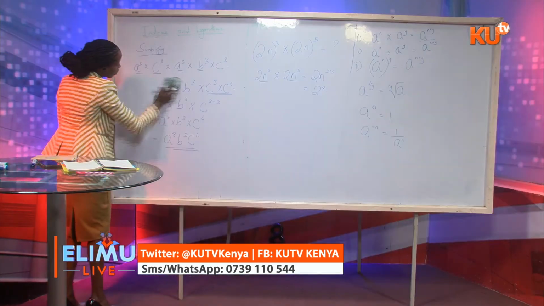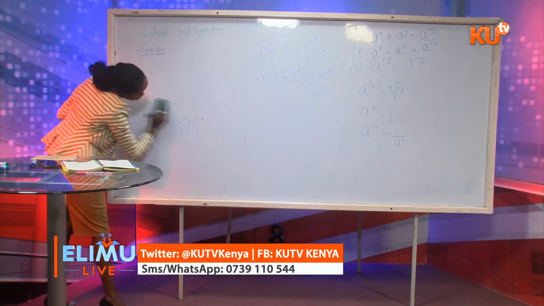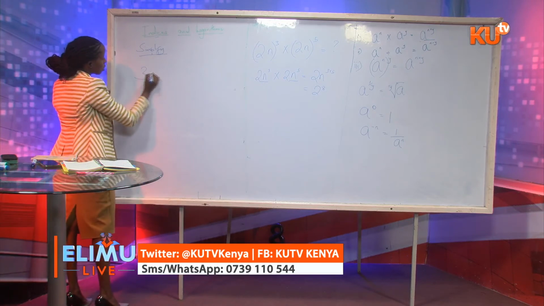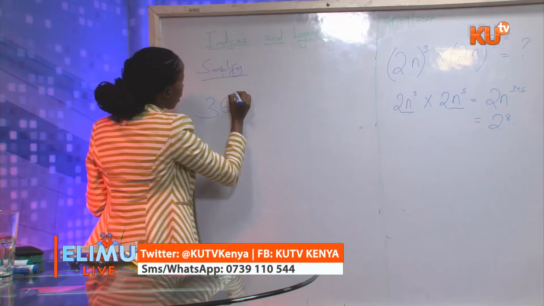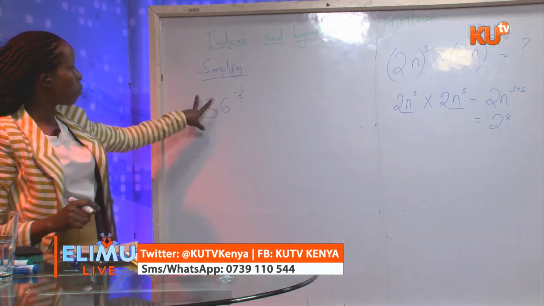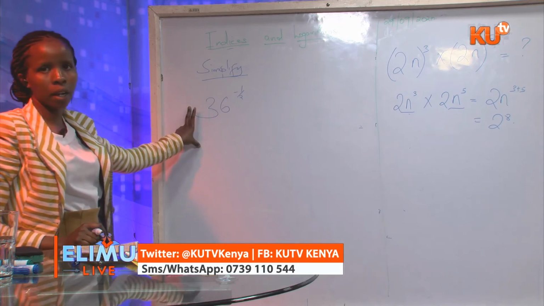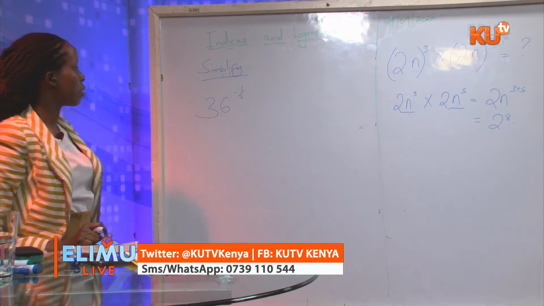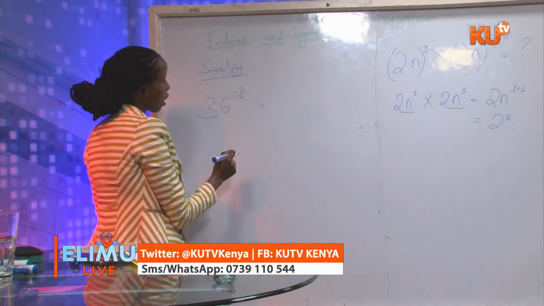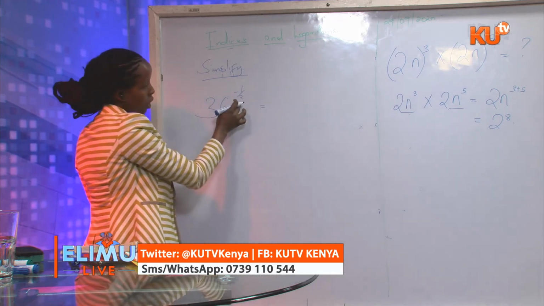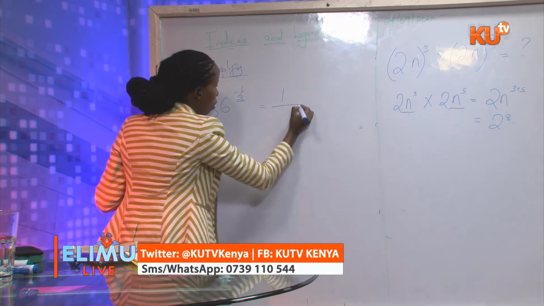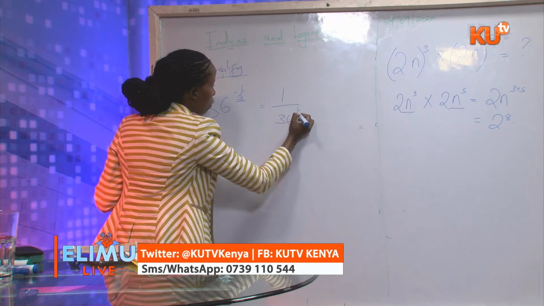Let me look at another one that will really brainstorm our mind. I have 36 raised to negative a half. On this question, I will apply two things: fractional indices and negative indices. First, I'll use negative indices: 36 raised to negative a half means I can change it by putting 1 over 36 raised to a half.